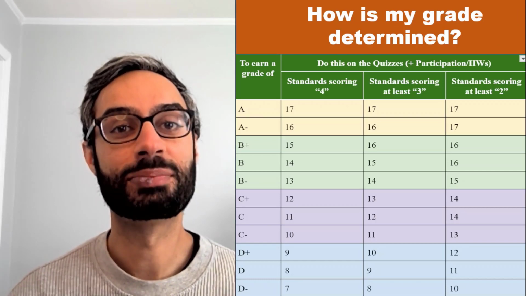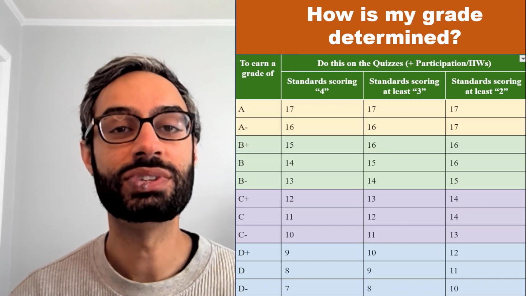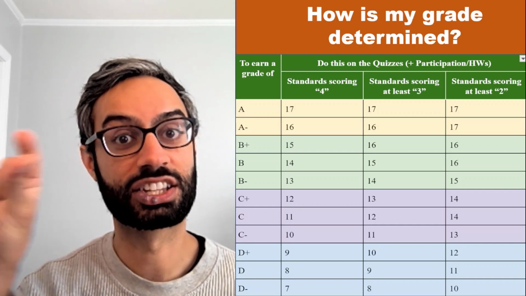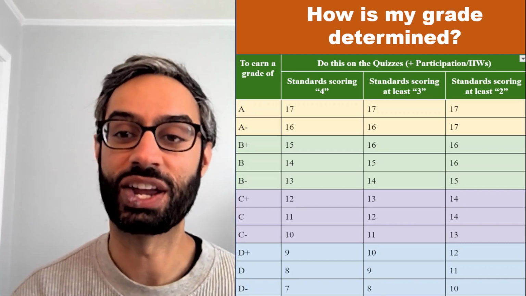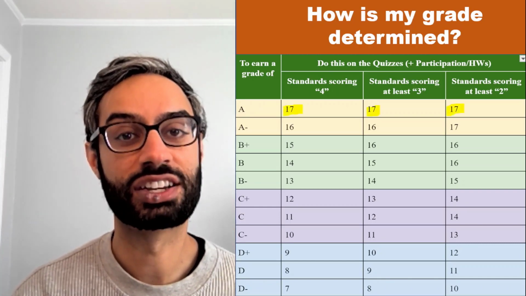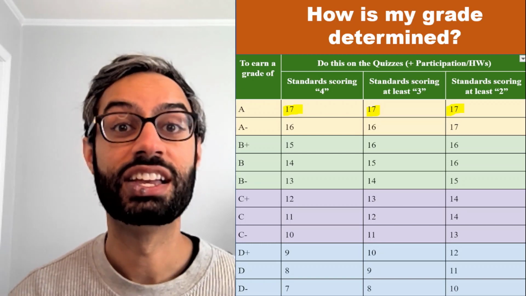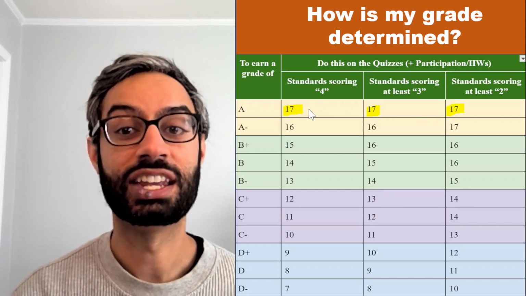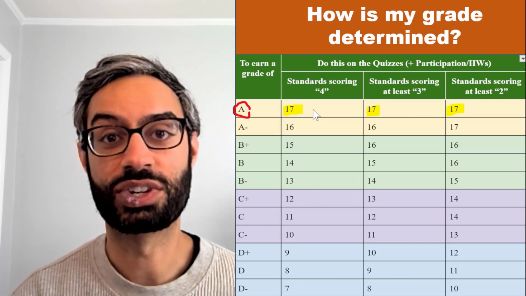Your grade will be determined according to the following table. A student needs to meet all the requirements in a particular row to earn that corresponding grade. For example, if a student has done all of these yellow highlighted items, they've met all the requirements in each category for an A, and that's the grade that they would have.